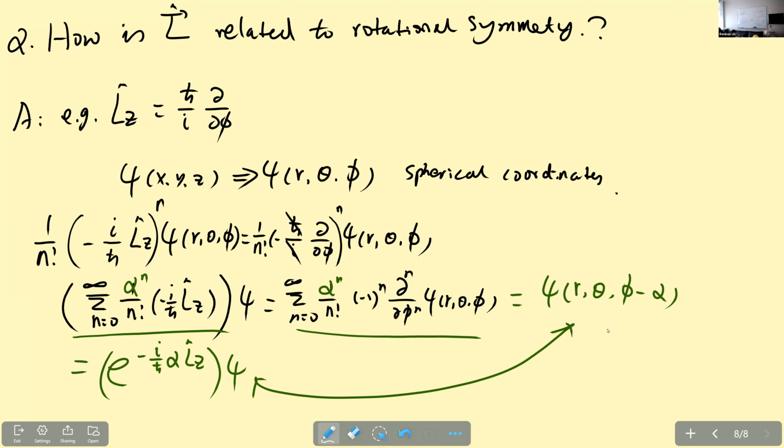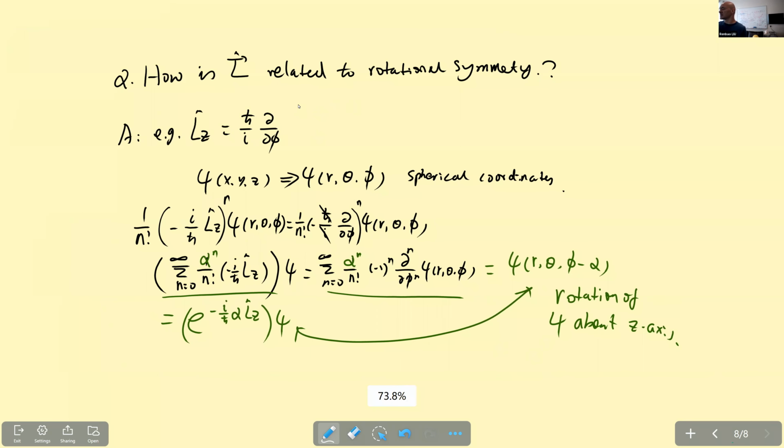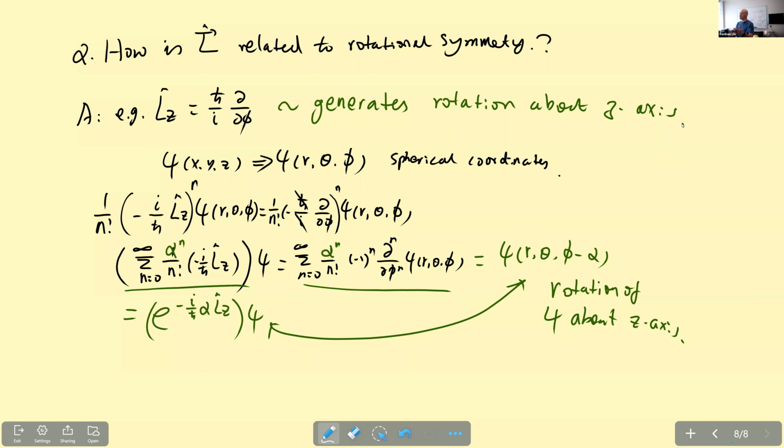So you can see that these two are equal. This is nothing but a rotation of psi about the z-axis. Right. So that's why we say that this angular momentum generates rotation about the z-axis. And similarly, if you have the x and y components of the angular momentum, they will generate rotations about the x-axis and the y-axis.